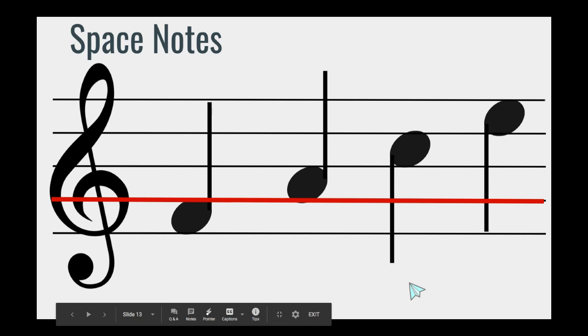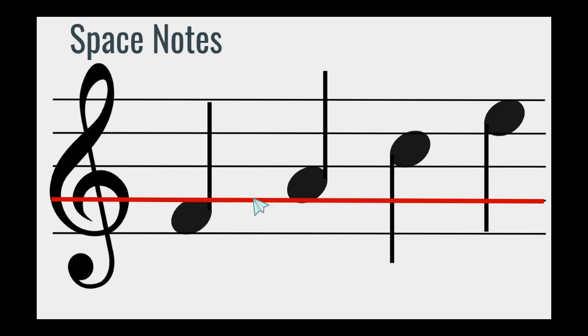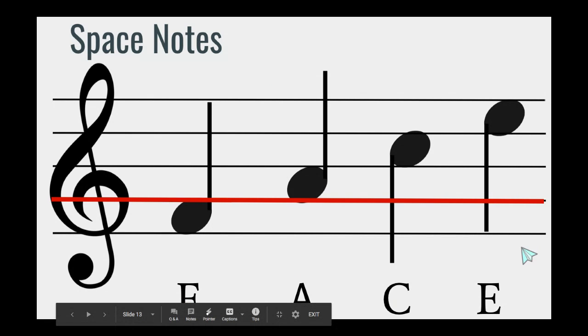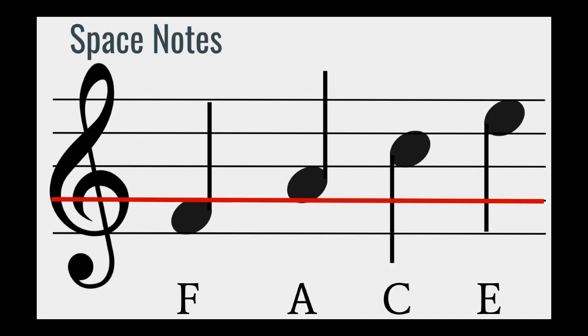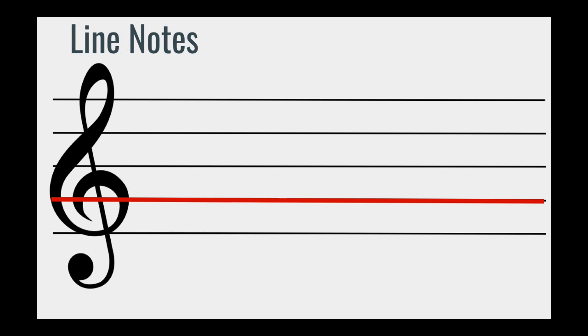Okay, so again, there is no line going through the head of the note. With that being said, if this is our G line, this red line that's highlighted for us, what would come before G in the alphabet? F. And if I were to skip F, G, the next one would be A, C, and E. The space notes spell the word face. An easy way to remember that is that it rhymes. Space spells face.